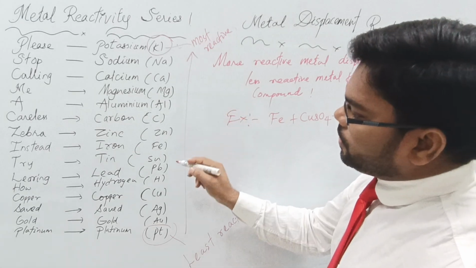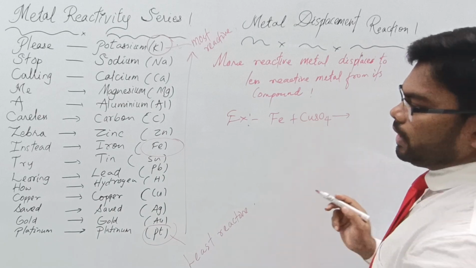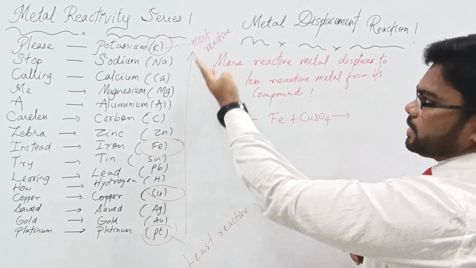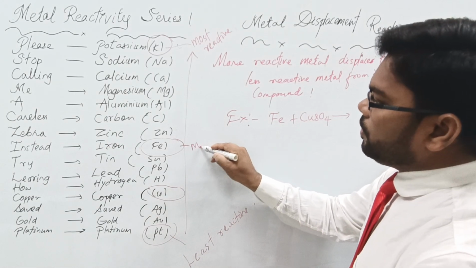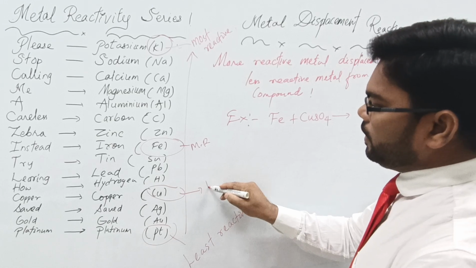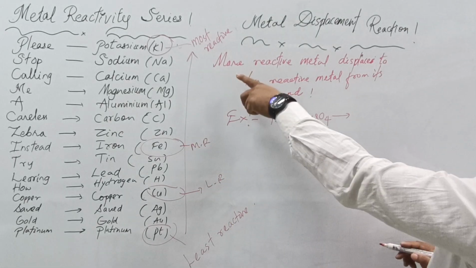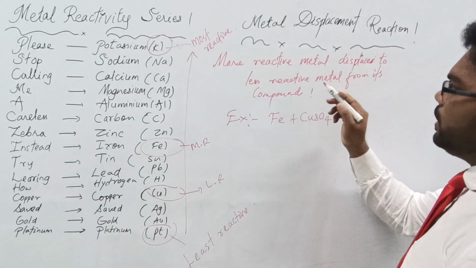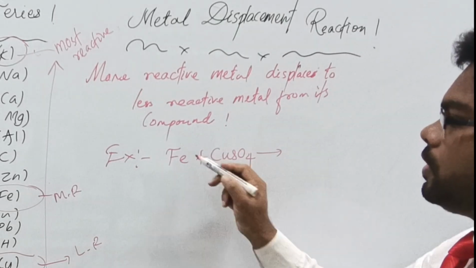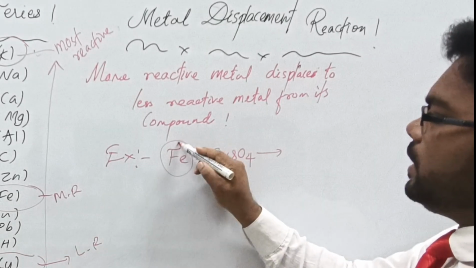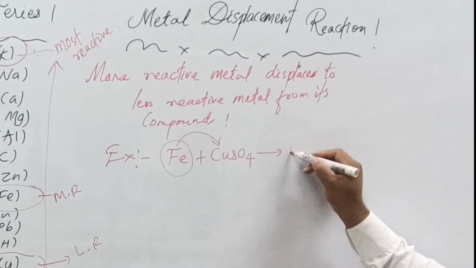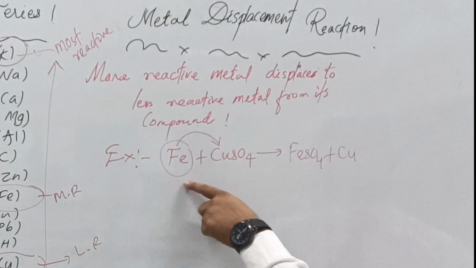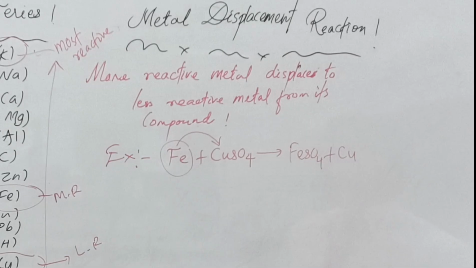So where is the position of iron? The position of iron is somewhere here, and copper is located in the metal reactivity series over here. I already told you that when you go up in the series, the reactivity increases. Therefore, iron is the more reactive metal, however copper is the least reactive metal. Clear? Now in the definition I told you that a more reactive metal displaces the less reactive metal from its compound. That means this definition is completely satisfied in this equation. Iron is more reactive, so it can easily displace copper. Therefore, the product will be iron sulfate, and the copper will be left alone. So this will be the chemical reaction that takes place in this equation.